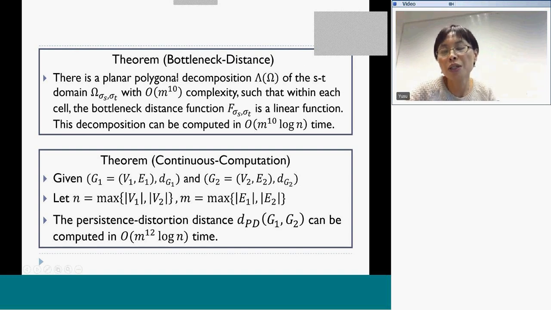Once we have this result, we get the theorem that I showed you, namely the persistence-distortion distance can be computed in m to the power 12 log n time, where m is the number of edges and n is the maximum number of vertices in the graph.